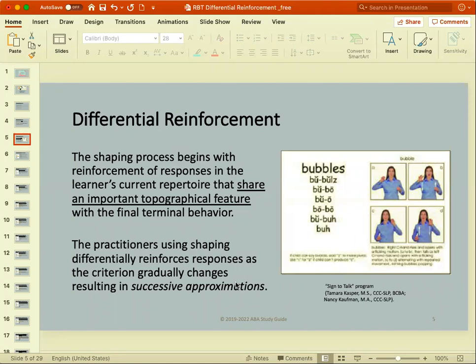So if I had a learner who was reinforced by bubbles and he could say ba, or he had the B sound or the BU sound in his repertoire, I might start there. So all of these sounds in his repertoire have a common topographical feature, which is the ba sound. And that is similar to the final terminal behavior, which is obviously bubbles.